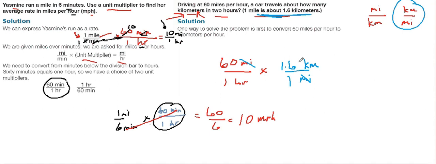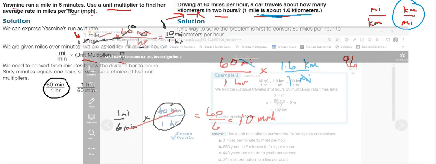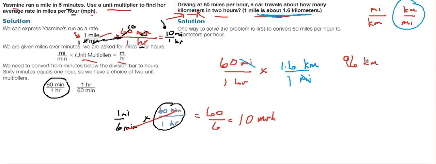So now there's not a whole lot of cross-reducing we can do. We have to do 60 times 1.6 is, I think, 96. Yep. And that's kilometers. It's the only label left on the top. 1 times 1 is 1, and only label left is hours, which is the same as saying 96 kilometers per hour. But we're only halfway done, because then they said, what about 2 hours?